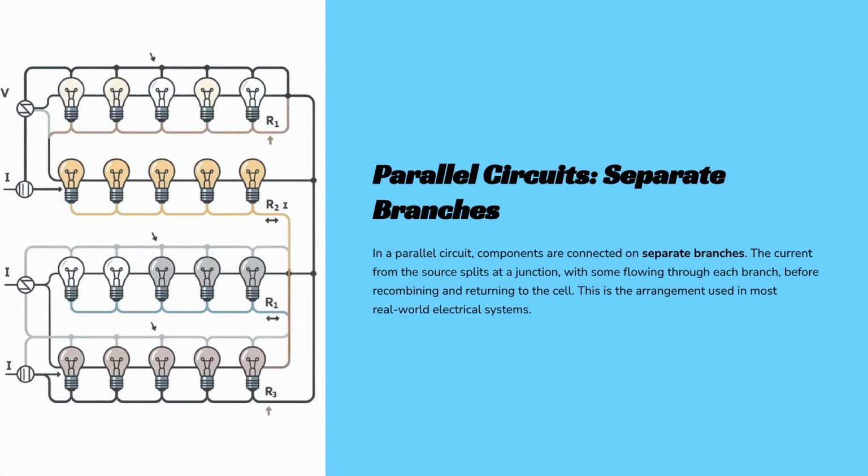Parallel circuits use separate branches. Current from the source reaches a junction and splits, flowing through each branch before recombining. This is the standard arrangement for almost all real-world electrical systems.